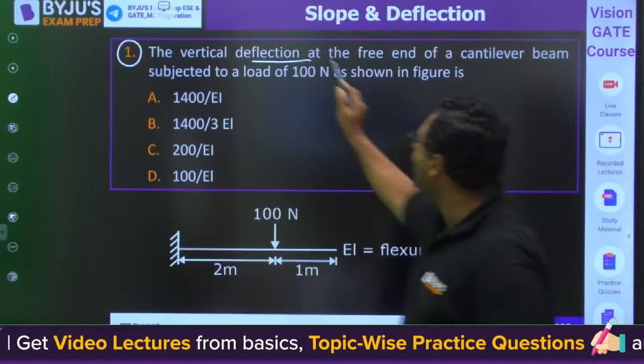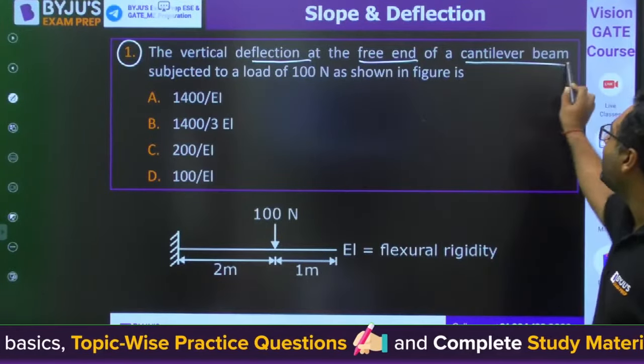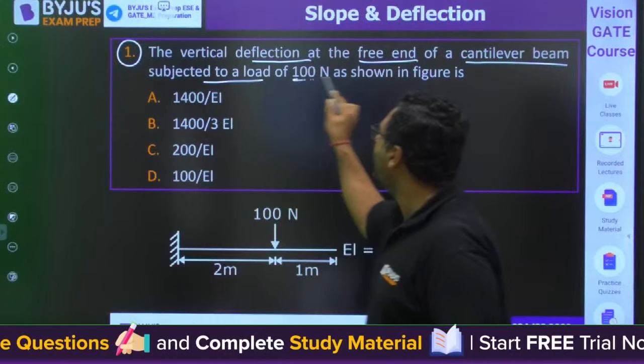The vertical deflection at the free end of a cantilever beam subjected to a load of 100 Newton.